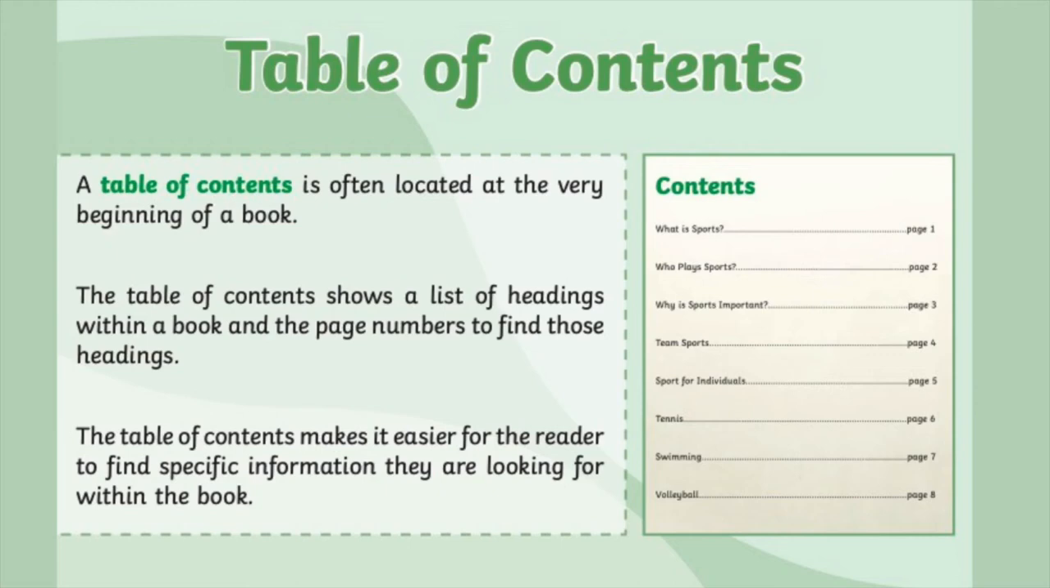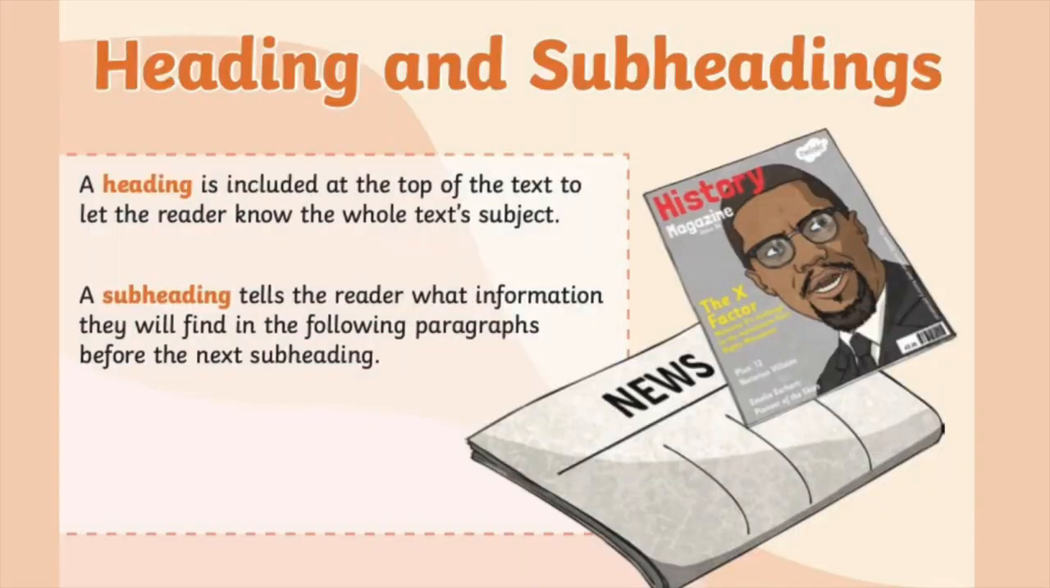The table of contents makes it easier for the reader to find specific information they are looking for within the book. There are also headings and subheadings in nonfiction texts. A heading is included at the top of the text to let the reader know the whole text subject. A subheading tells the reader what information they will find in the following paragraphs before the next subheading.